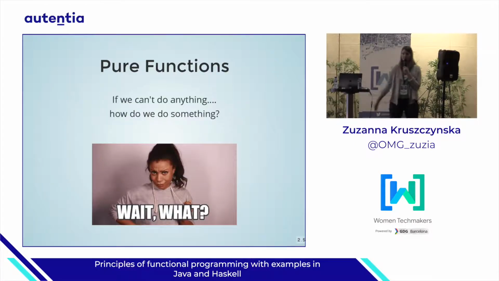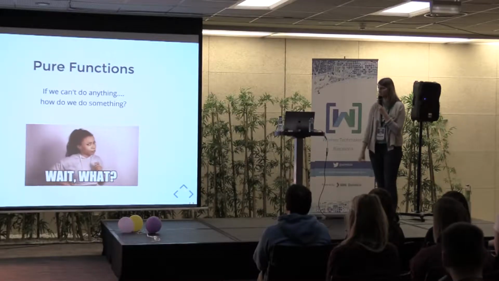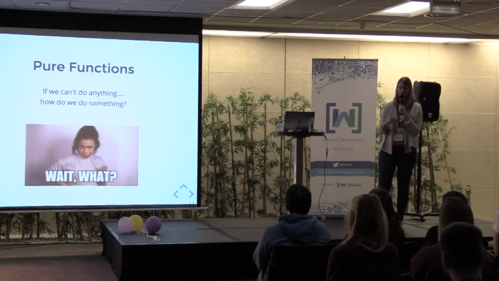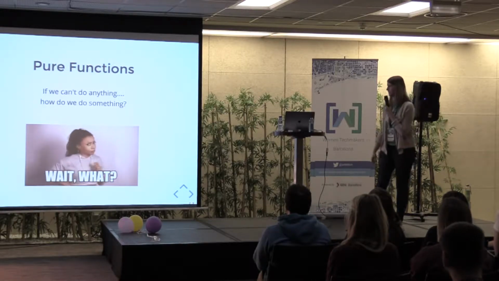OK, so we have all these things. We have super cool pure functions that don't depend on anything. We have immutability. We can't change anything. How can we do anything with that? How could you make something happen? Apart from making your processor really hot from all the computations, of course.